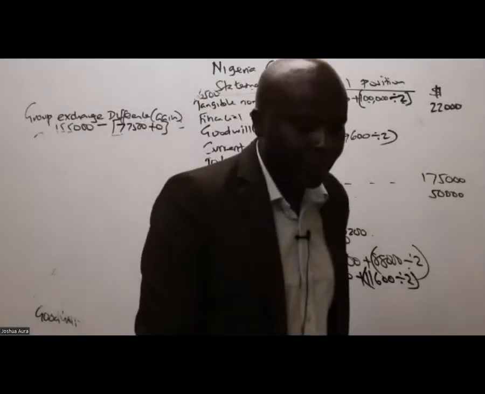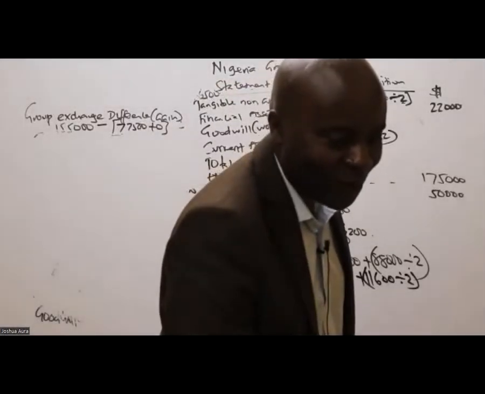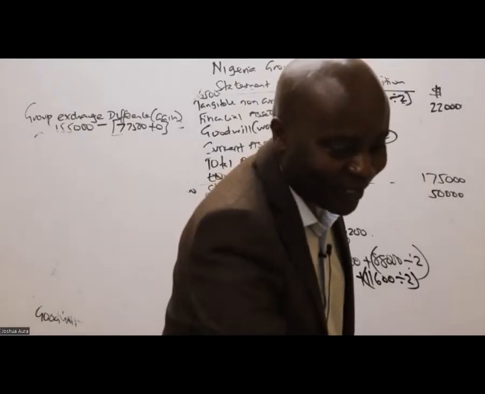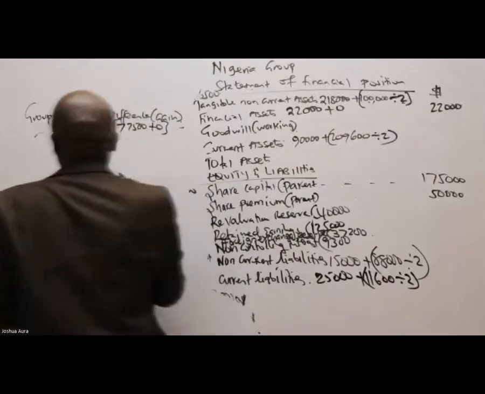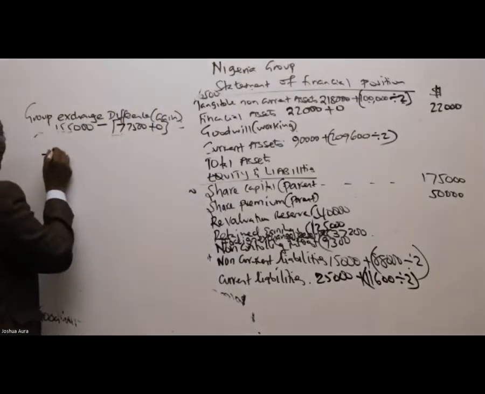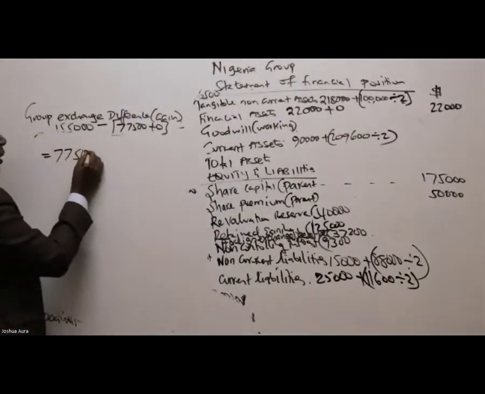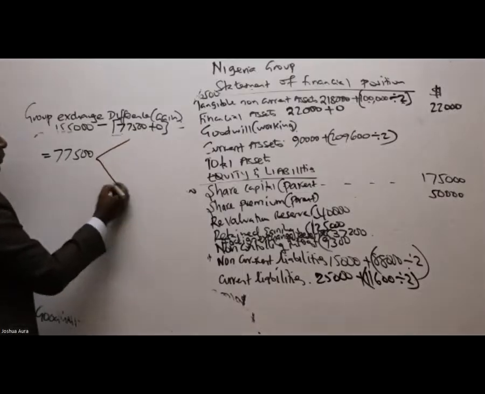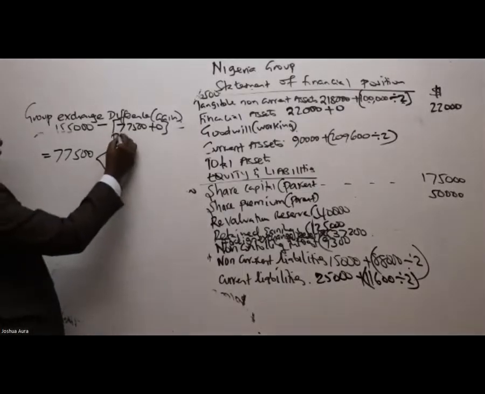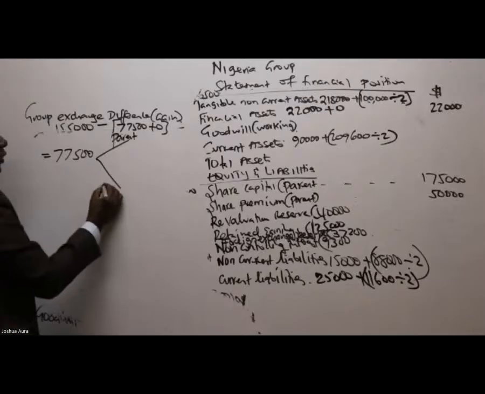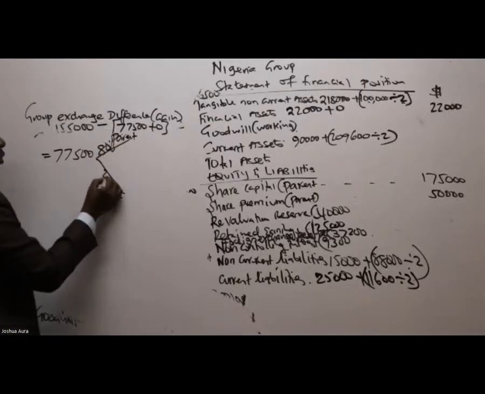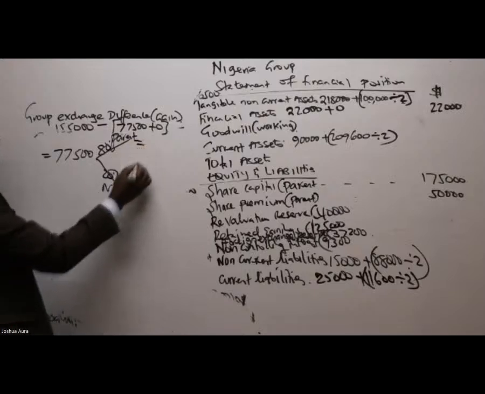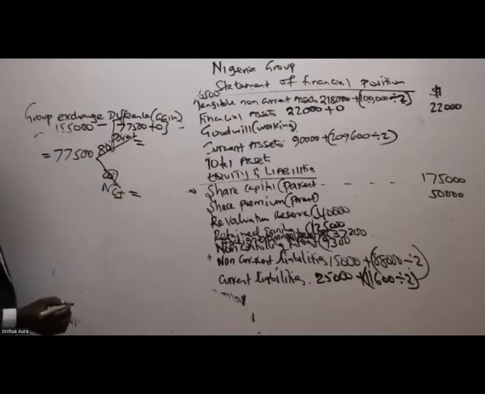Is it 72 or 77? Where are they getting 72 from? I think they are correcting there. So they're telling me it is 77,500. So once I get this 77,500, please share it out, the parent vis-a-vis the NCI. Remember, this is 80% and this is 20%. Please give me the figures.